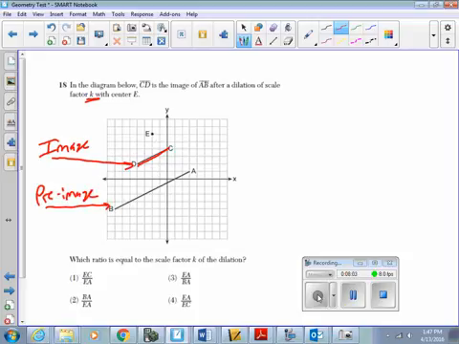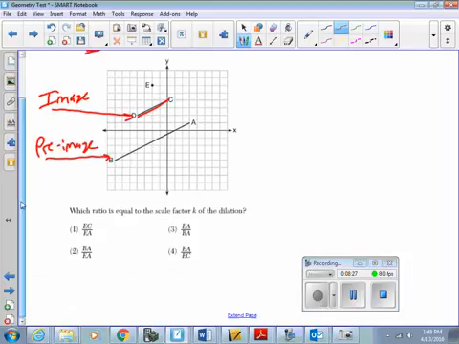So think about this. Did the scale factor have to be above or below 1? Think about that for a second. All right. Since the image is smaller than the pre-image, you should have said that the scale factor is below 1, or in between 0 and 1. So that's just a little fact there. Now we're going to see what the answer is.